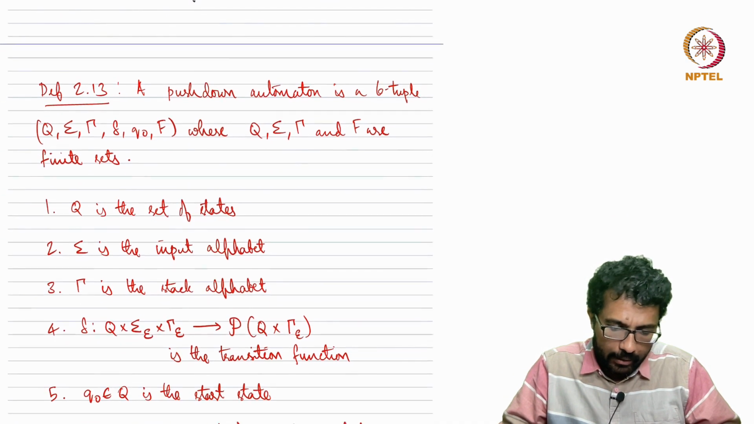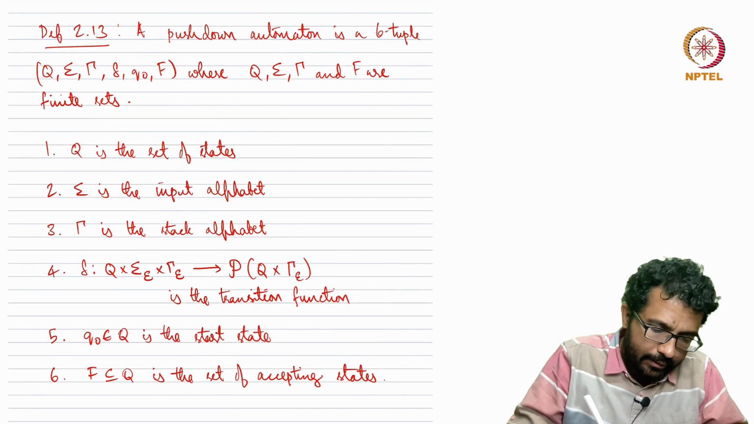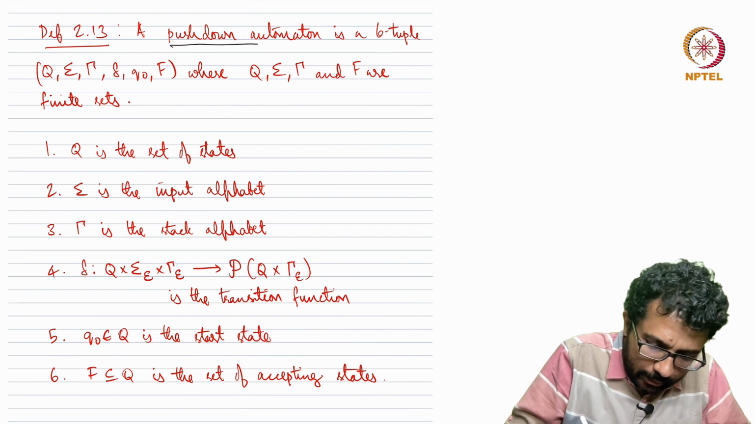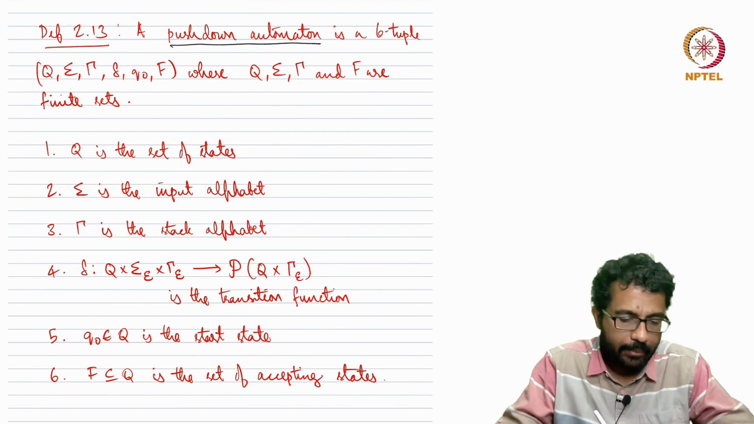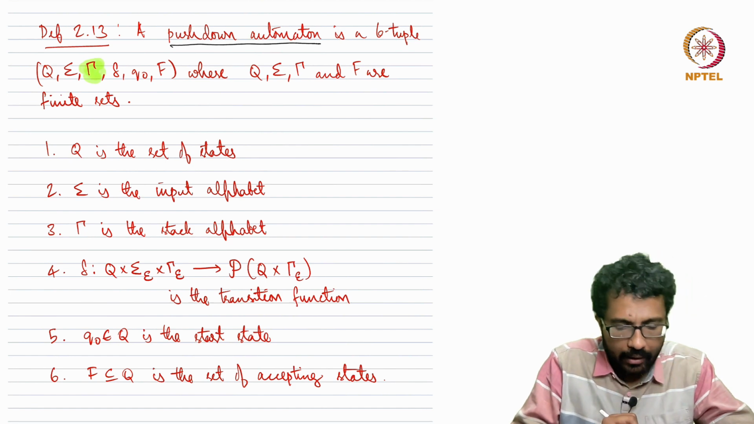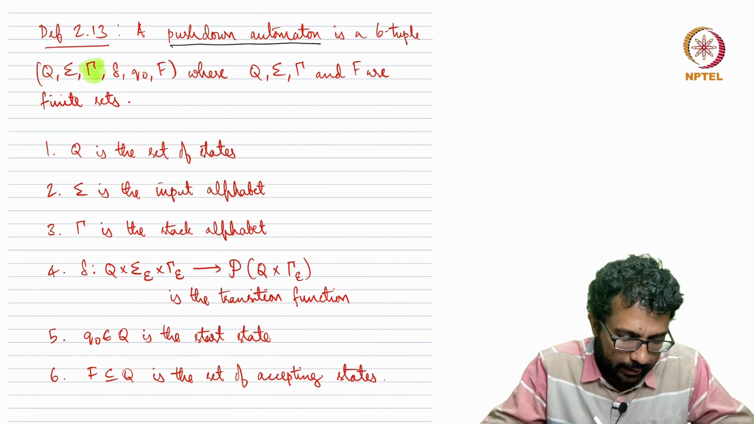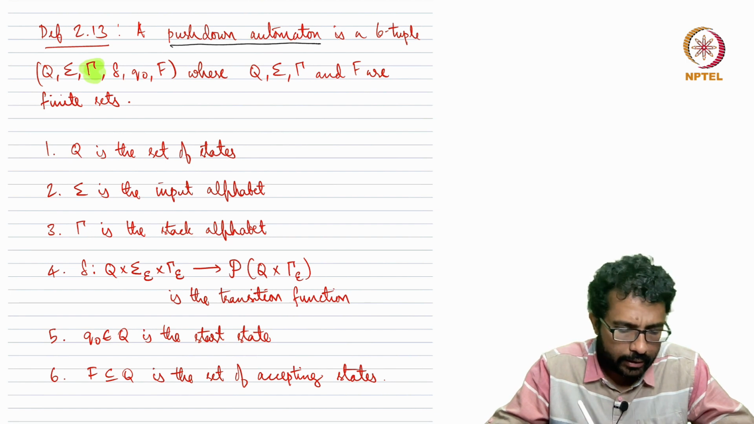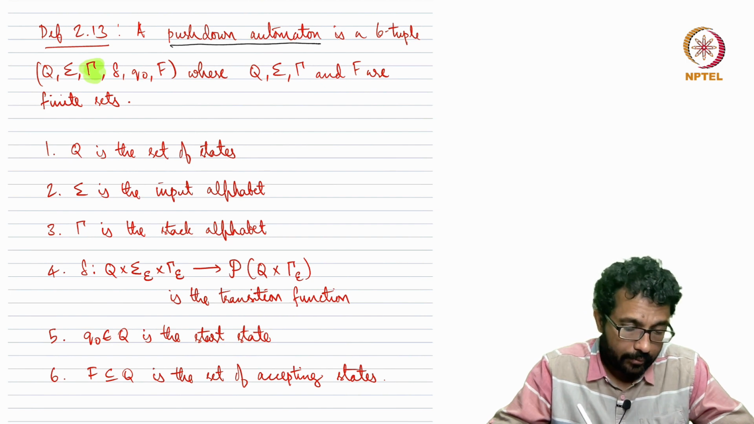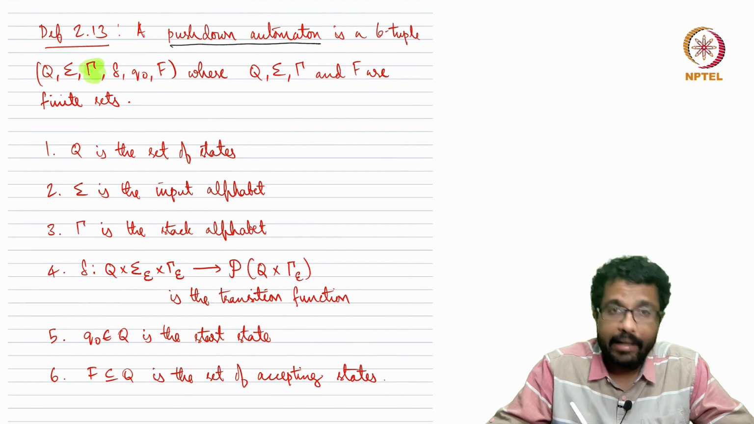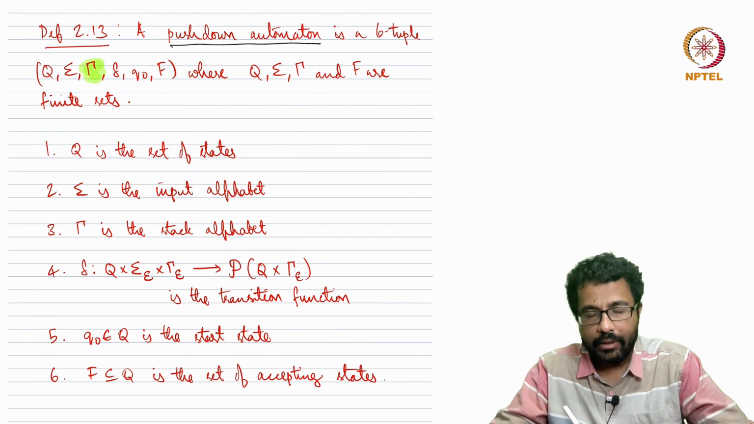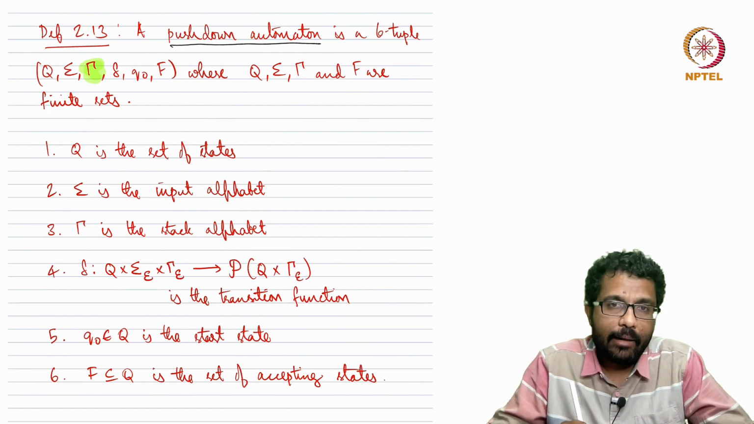So I will just make the formal definition. The formal definition is that a push down automaton, that is the singular of automata, is a 6 tuple. So this is new: Q, sigma, gamma, delta, q0, F. Where Q, sigma, gamma and F are finite sets. So this is exactly the same as what we saw in the case of NFAs, non-deterministic finite automata, where you had Q, sigma, delta, q0, F, also in the case of DFAs, but we did not have a gamma, right.